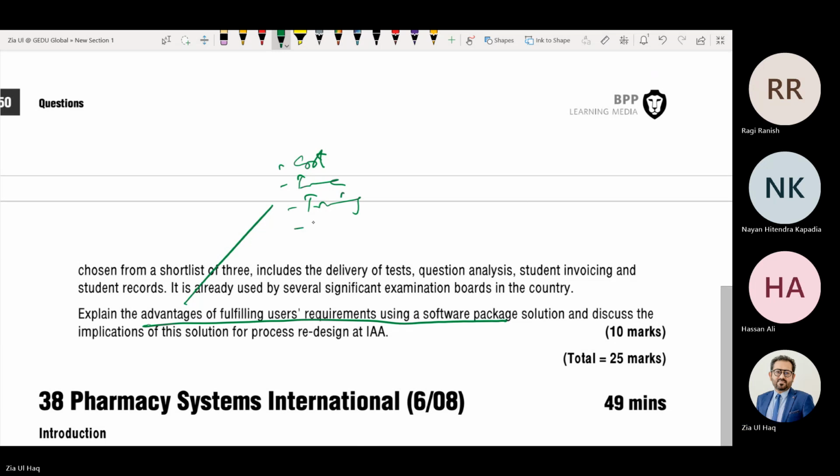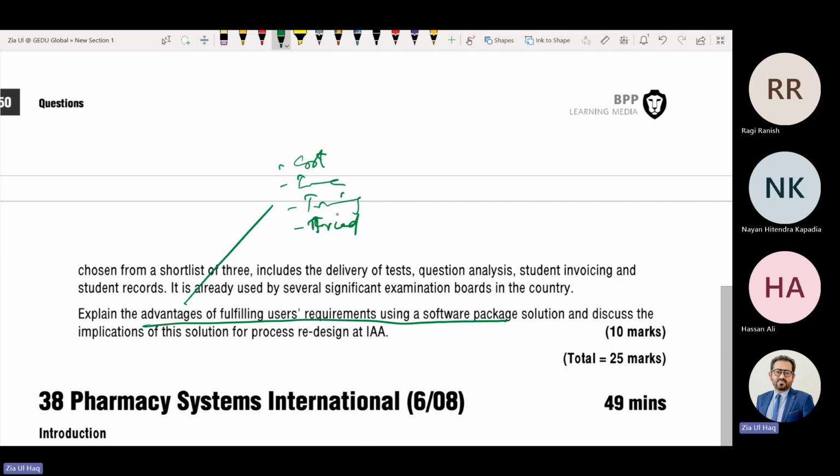What else? Requirement, no, that is a disadvantage. What else could be the advantage? Cost, time, training. What else could be the advantages? Using packages, not bespoke. Cheaper, quickly implemented, training. What else can we say?